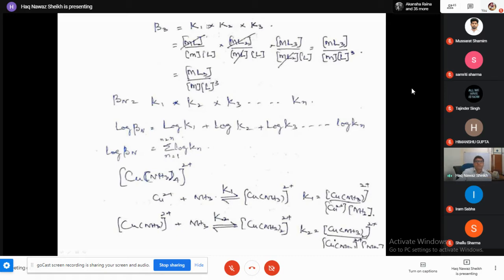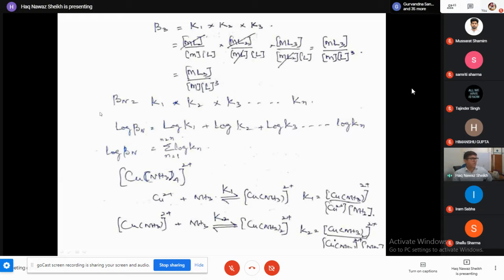This is how beta 3 is written. K1 is ML over M into L. K2 is ML2 over ML and L. Then K3 is ML3 over ML2 and L. If you cross them, these terms cancel, and you are left with ML3 only in the numerator. In the denominator, you have metal once and ligand three times. So it is ML3 over M L cubed, and it is beta 3.